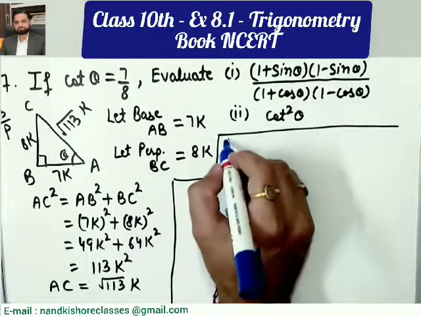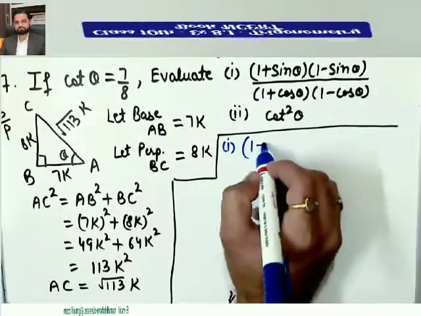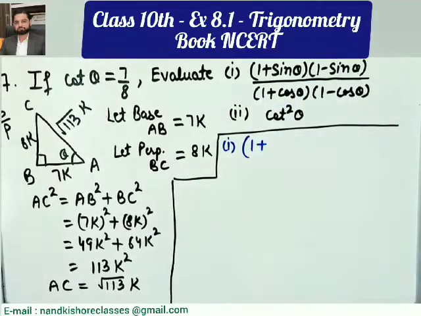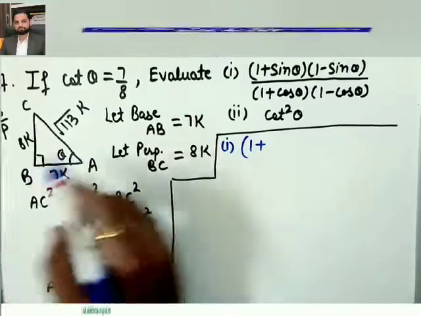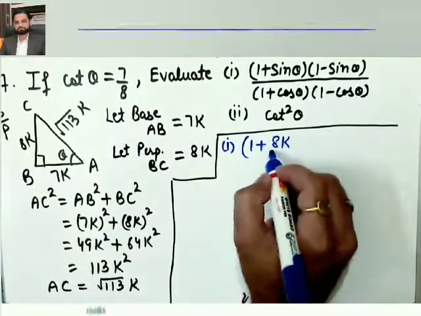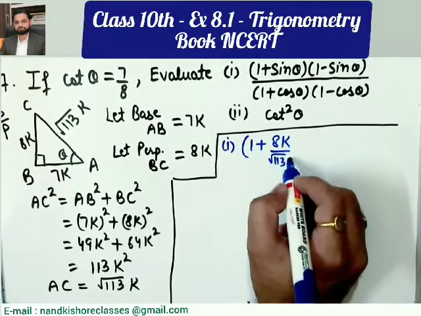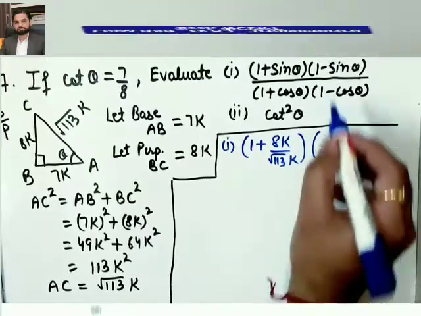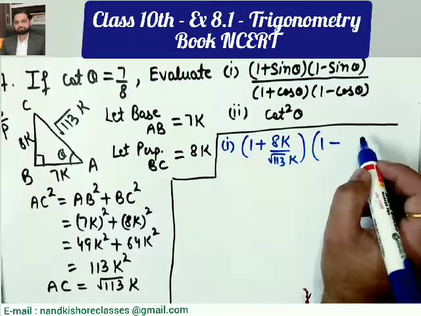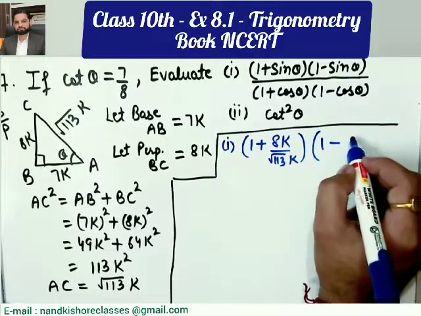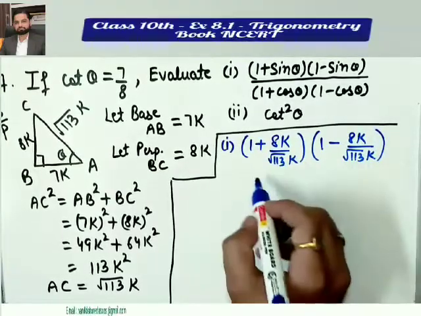Let's move to our next step, because the first part is 1 plus sine theta upon 1 minus sine theta. How we are going to solve it? I'm going to directly start the calculation. Look here, 1 plus sine theta. Sine theta is perpendicular upon hypotenuse. What is perpendicular? Perpendicular is 8k, and hypotenuse is root 113k. Right? So here 1 minus sine theta, 1 minus the value of sine theta is 8k upon root 113k. Same values I am filling here.